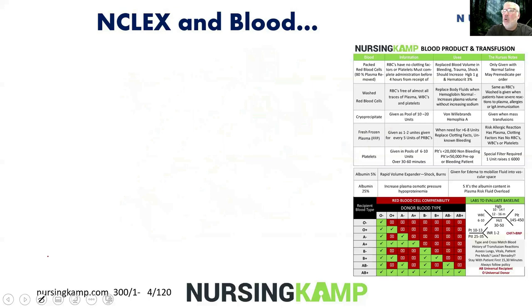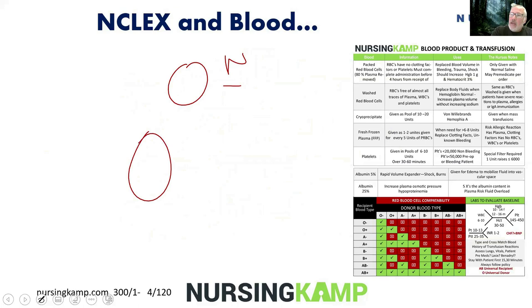The universal donor. You're in a trauma situation, you walk into the room and you need to give blood. What's the universal donor? Oh no. Oh yes. O negative is the universal donor. So O negative is what we give in an acute situation. That's how I remember it: oh no, oh yes, O negative, universal donor.